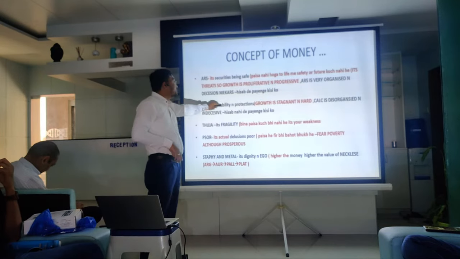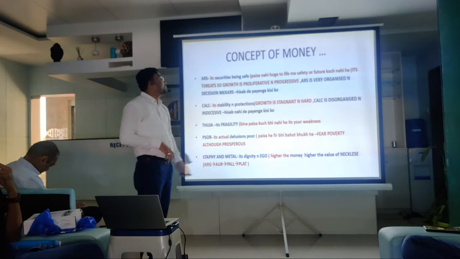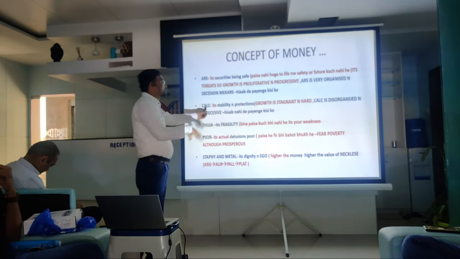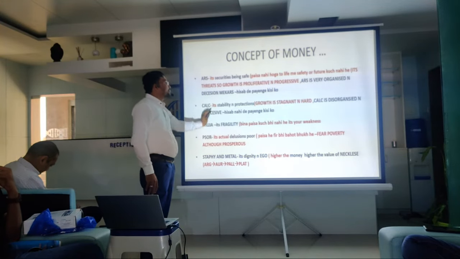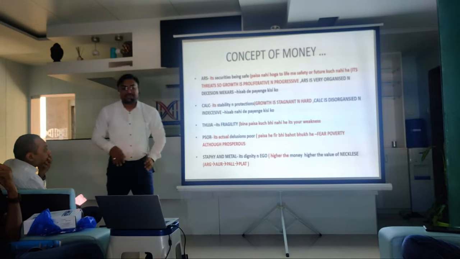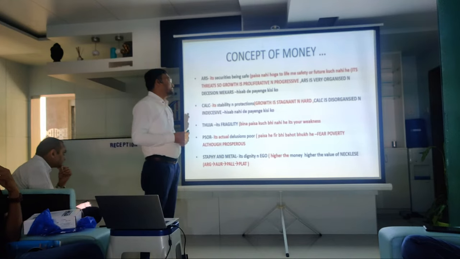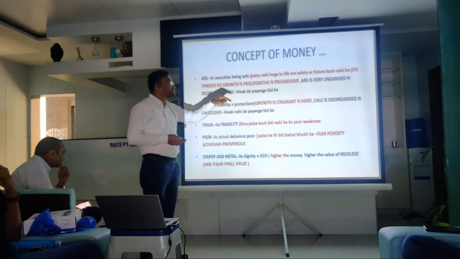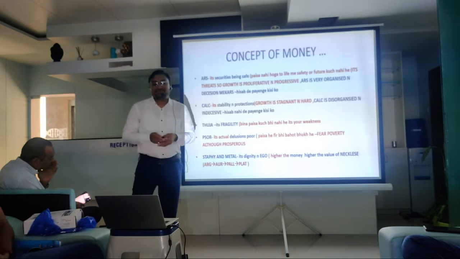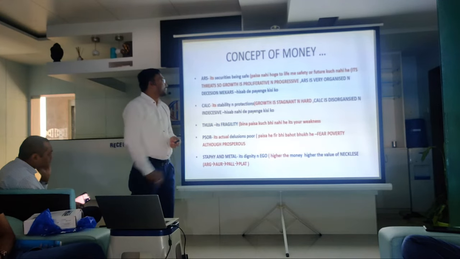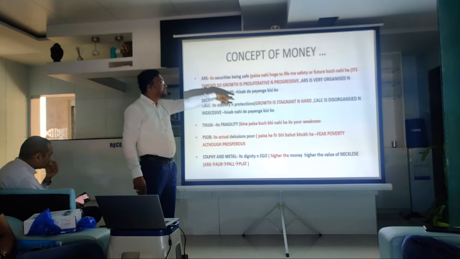Thuja is for stability and protection. It is not insecurity, it is for stability and protection. So the growth comes as a support, not for the threat, right? So when the stability and protection is sacrificed, this hard growth comes as a support, right? So growth is stagnant and hard. Calcarea is disorganized and indecisive. So they cannot make their decision. So wo hisab de nahi payenge, right? So one has progressive growth and one has stagnant hard growth. So that makes the difference.